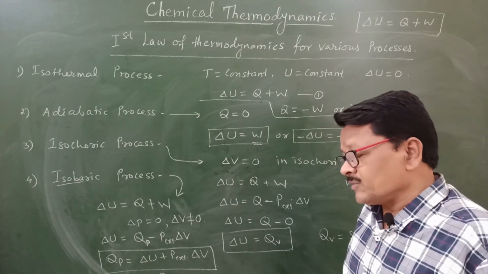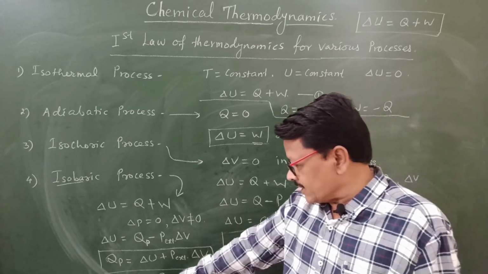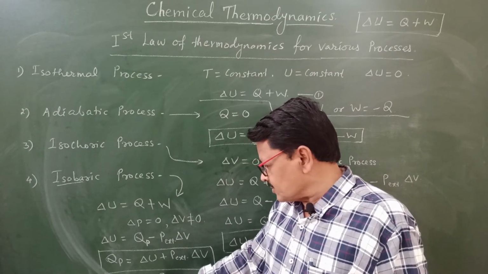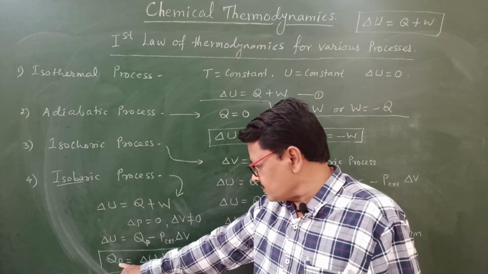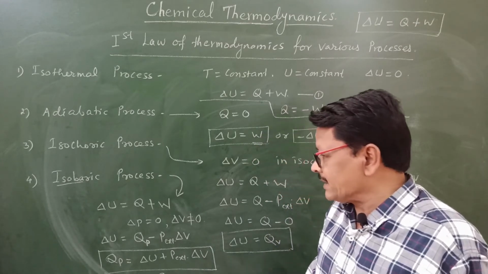And this QP means heat supplied at constant pressure. It is given by the symbol delta H. So we put this delta H in this equation, and we will get delta H is equal to delta U plus P delta V.